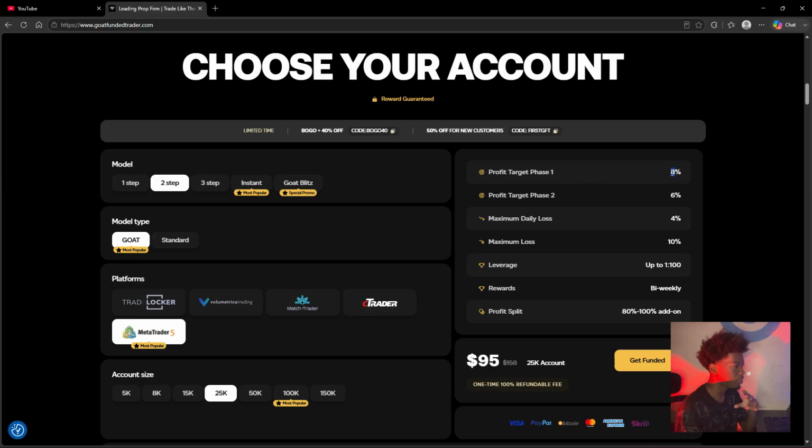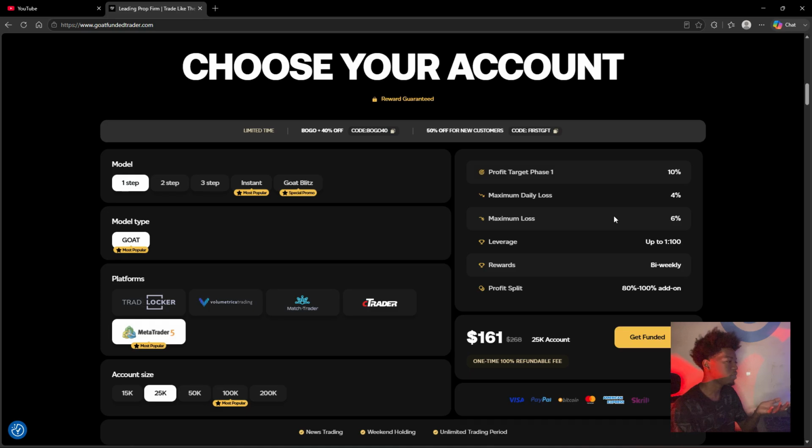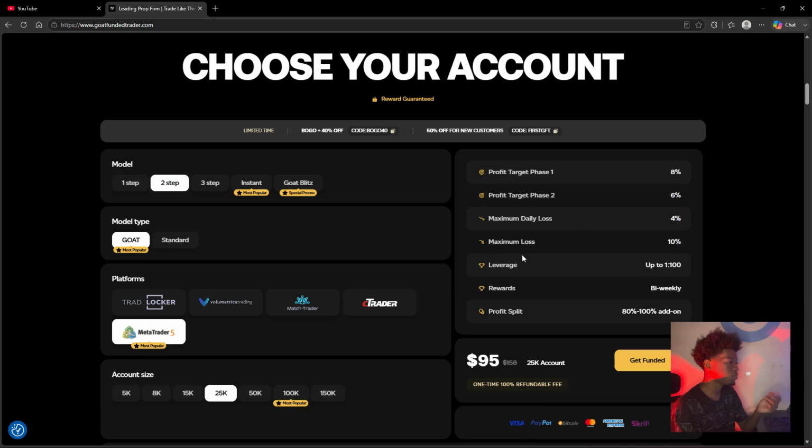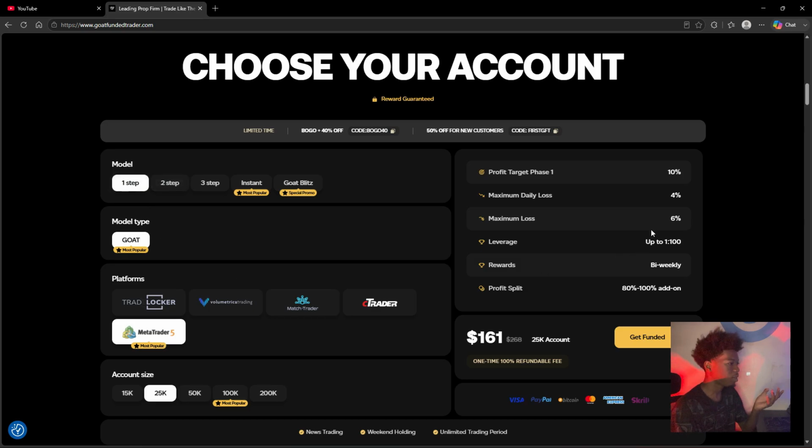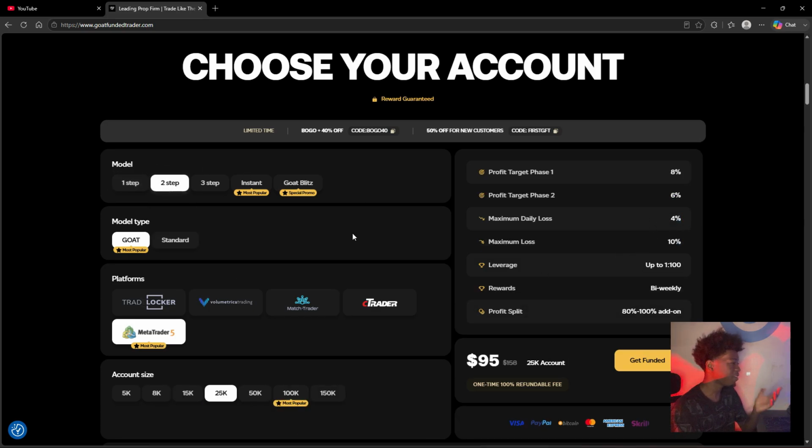The profit target is about 8% on phase one. Profit target on phase two is 6%. And what I look at the most when I'm buying an account is the maximum loss. That's what I love. The maximum loss is about 10%. This is literally double of what a one-step offers. A one-step offers 6%, so a two-step gives you almost double. So if you buy a 5k one-step account with 6% maximum loss, and you buy a 5k two-step, it's almost as equivalent as trading a one-step 10k account, because the maximum loss is literally double.